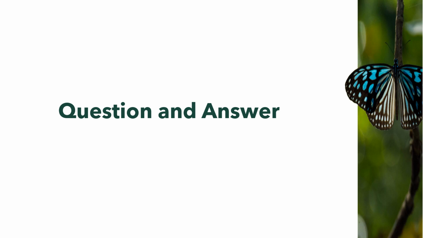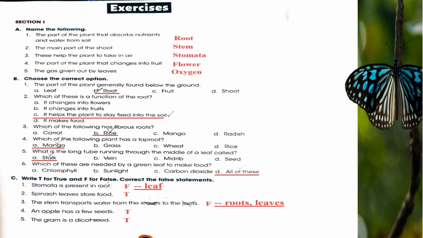Let's start with a question and answers. Section 1. Name the following. First, the part of the plant that absorbs nutrients and water from soil is root. Second, the main part of the shoot is stem.